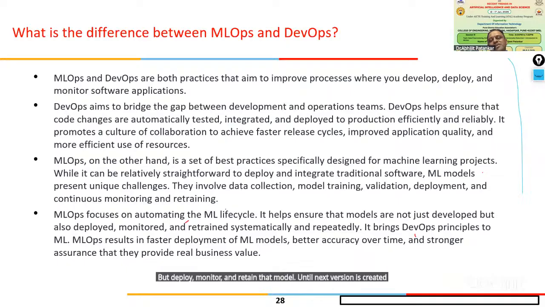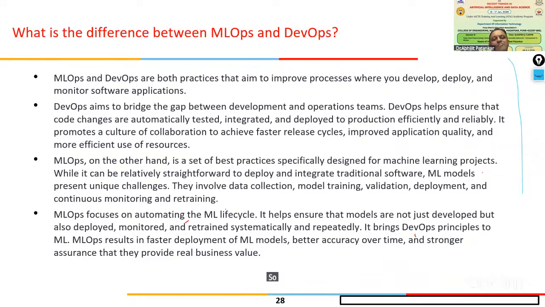So it brings DevOps principles to ML. Whatever the DevOps principles, like develop, deploy, monitor, it incorporates these into ML by developing, deploying, and monitoring all the processes. So MLOps results in faster deployment of ML models, better accuracy over time, and stronger assurance that they provide real business value.